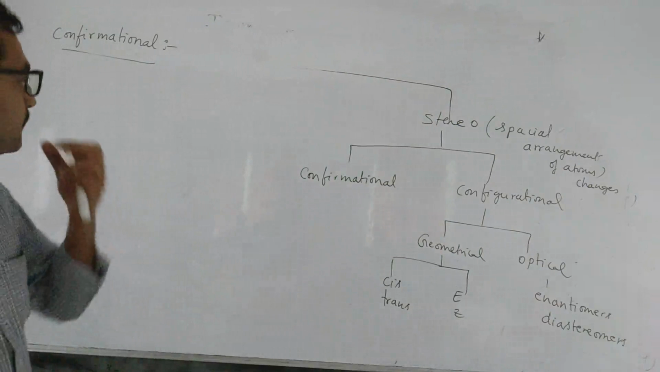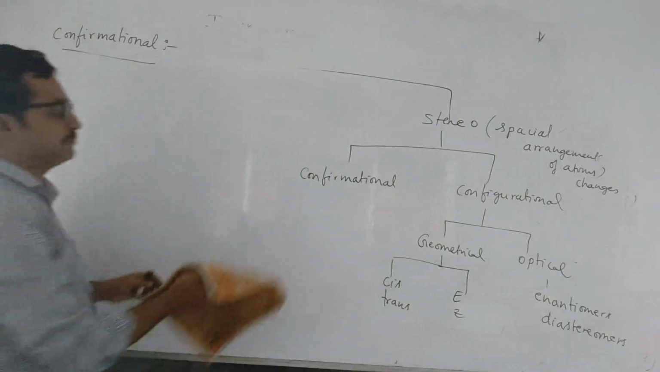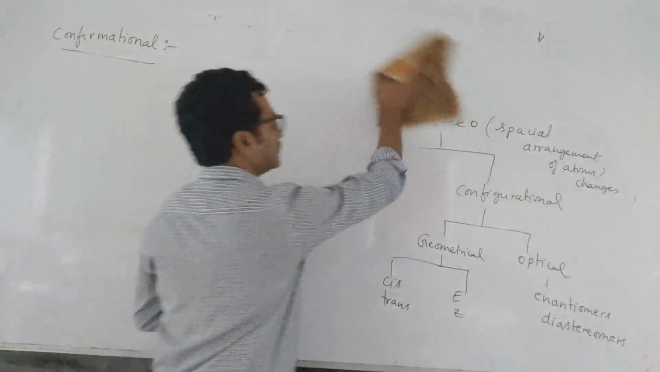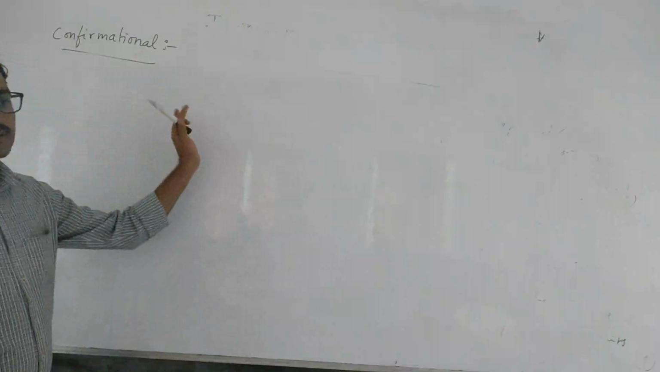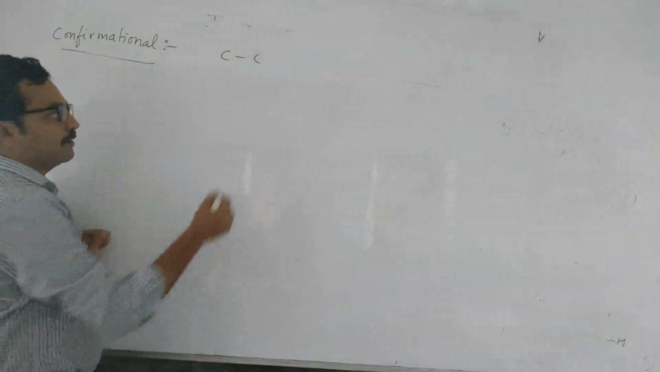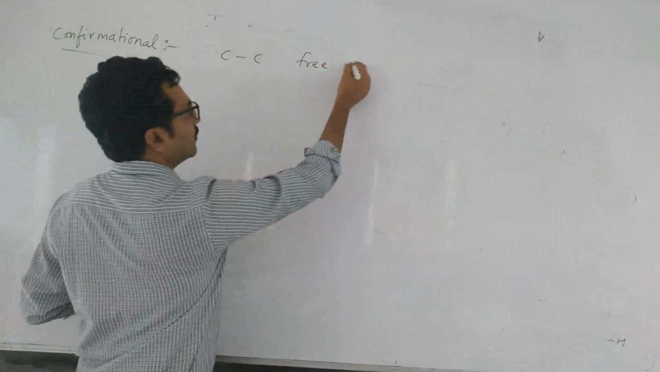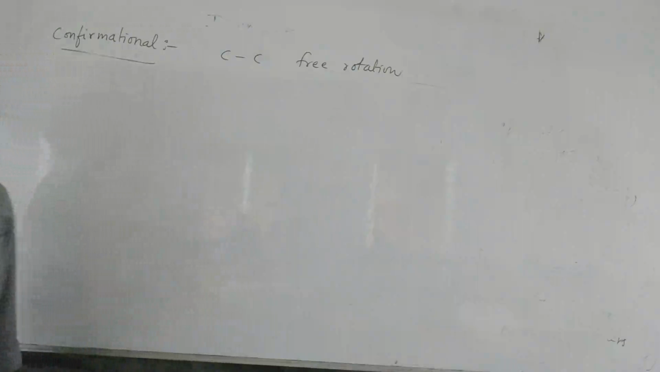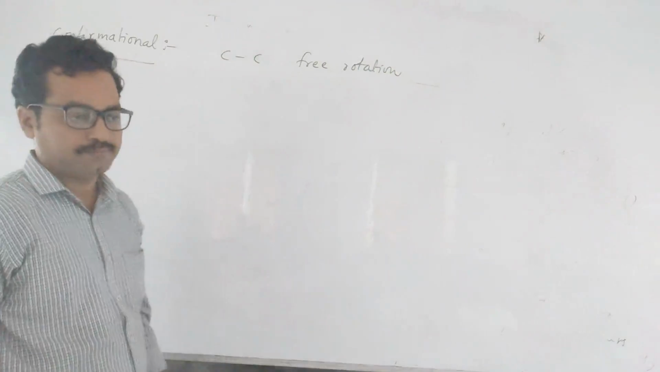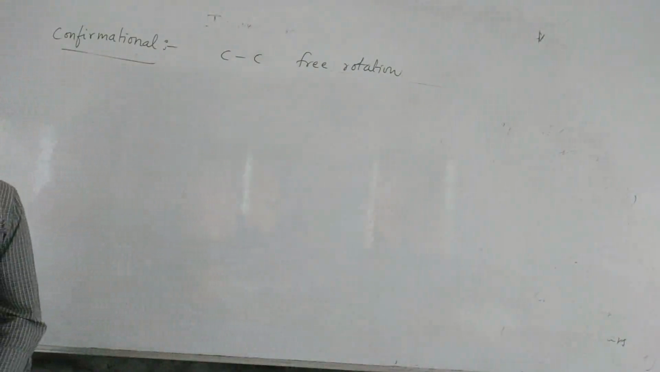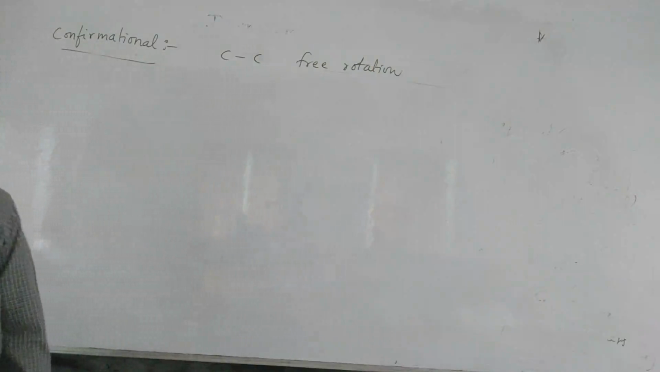Conformational isomerism or conformational isomers. What is the definition of that? Compounds having the same molecular formula, but different spatial arrangement of atoms due to carbon-carbon free rotation. The isomers which are formed by the free rotation of a carbon-carbon single bond are called conformational isomers.